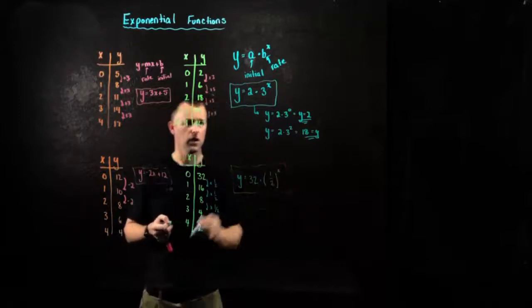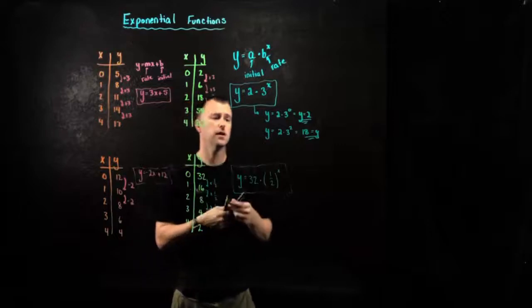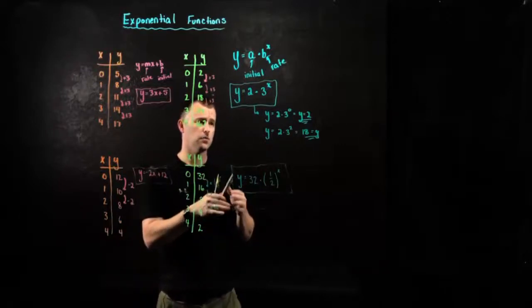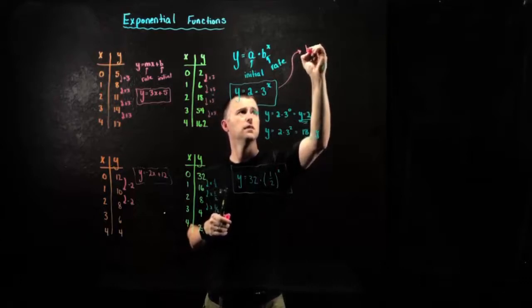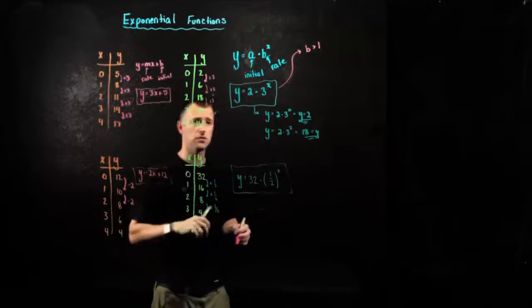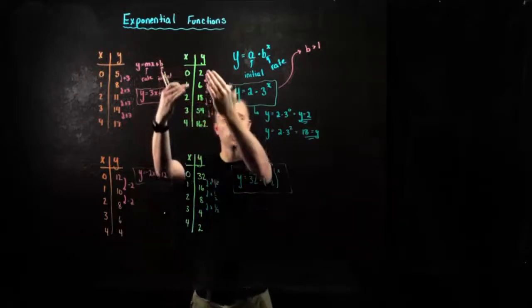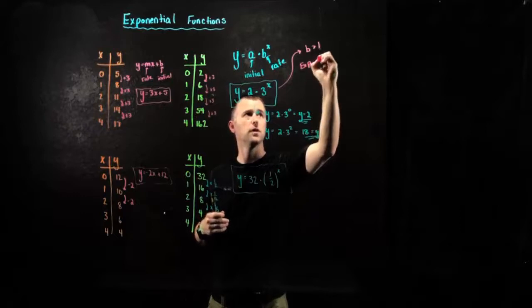So we have two types of functions here. We have this first type, and it has a name. If the rate, so I'll put it right up here, if b is greater than 1, which it was here, b was my rate, it was 3, notice your data is growing. So this is going to be called an exponential growth curve.